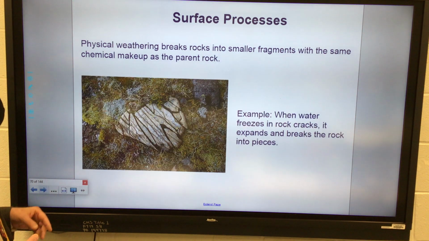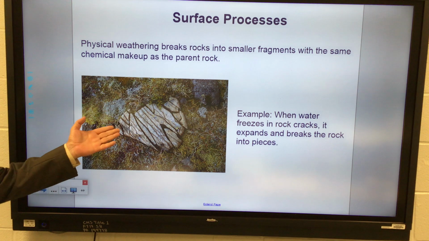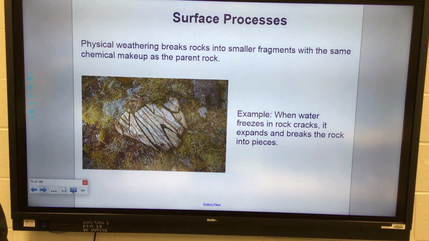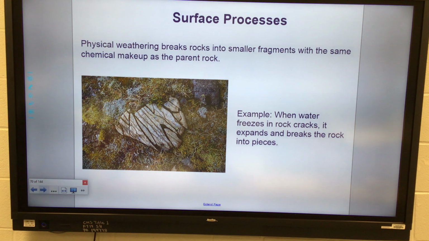Okay. Let's look at more surface processes. Look here, this rock has been here probably at least 1 million years, possibly longer than 1 million years. Look at how that rock is broken up. You can tell it hadn't been moved just by the shape of it, right? Hadn't been moved. It's been there for millions of years probably.